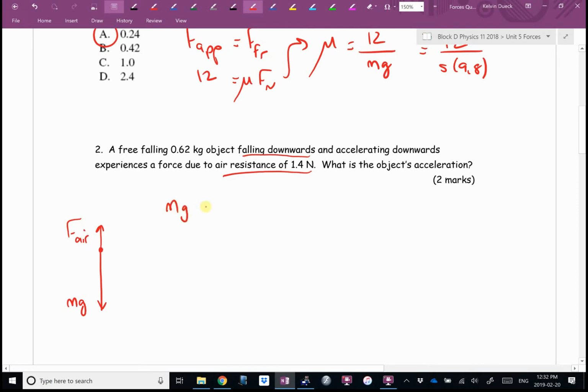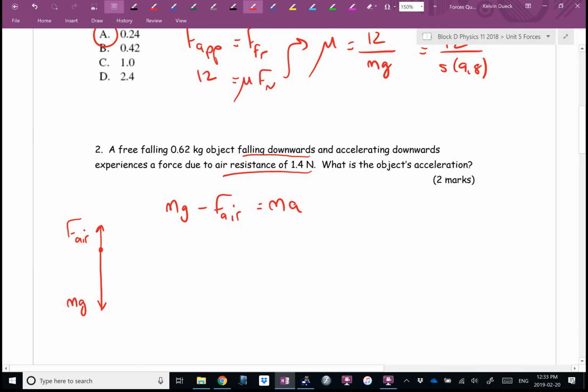Winner minus loser equals MA. Once you get to this step, either I'll give you the acceleration and say find the air resistance, or, in this case, I'm giving you the air resistance and saying find the acceleration. How would I get the A by itself?